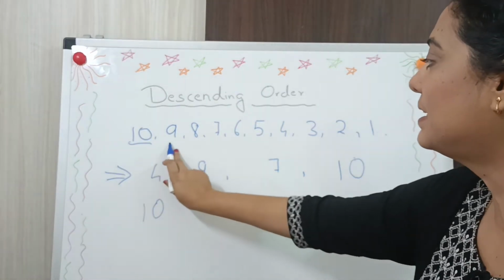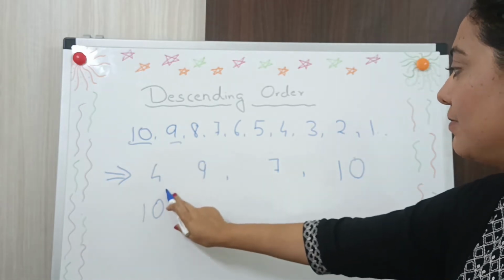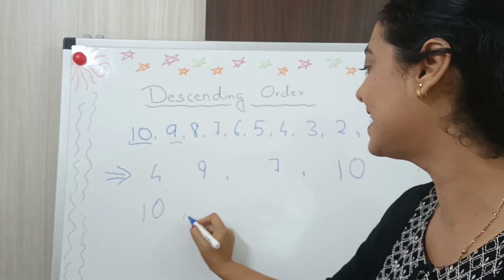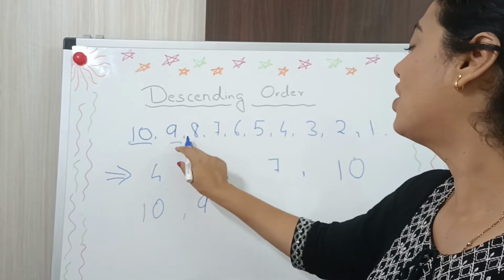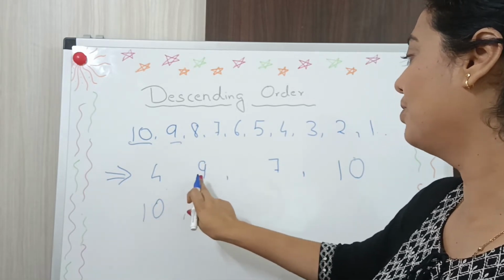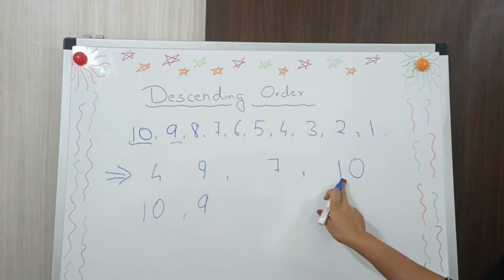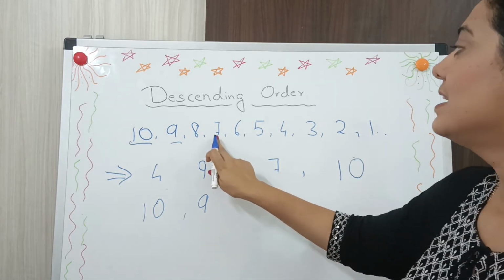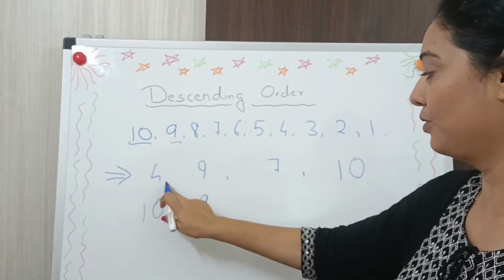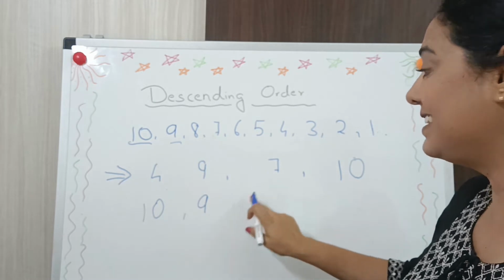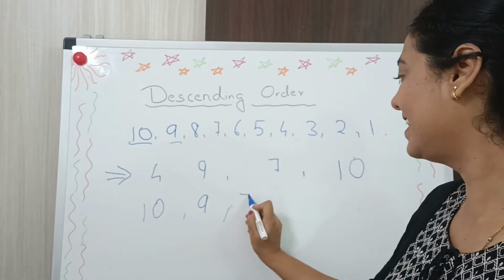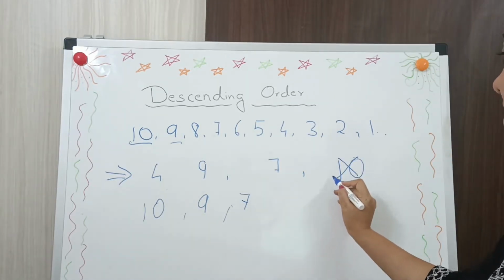Now, which number is next? 9. Is 9 there? 4, 9. Yes, 9 is there. Now, 8. Is 8 there? 4, 9, 7, 10. No 8. Okay. Is 7 there? 4, 9, 7. Yes, 7 is there. Let me cut it down.